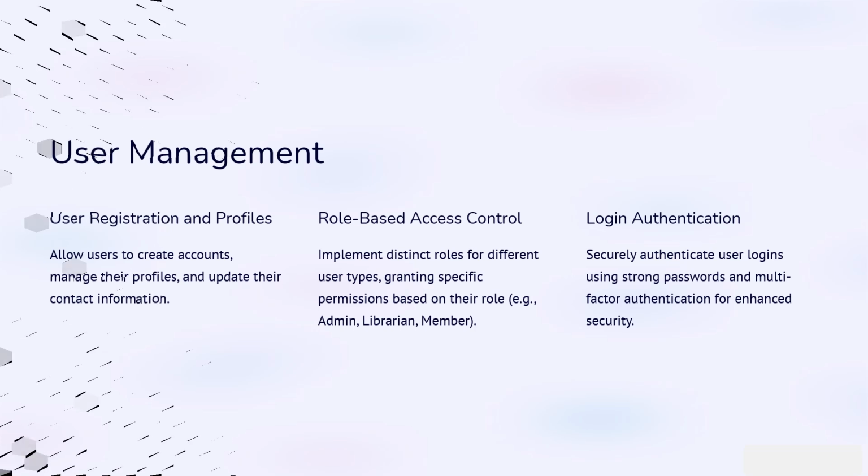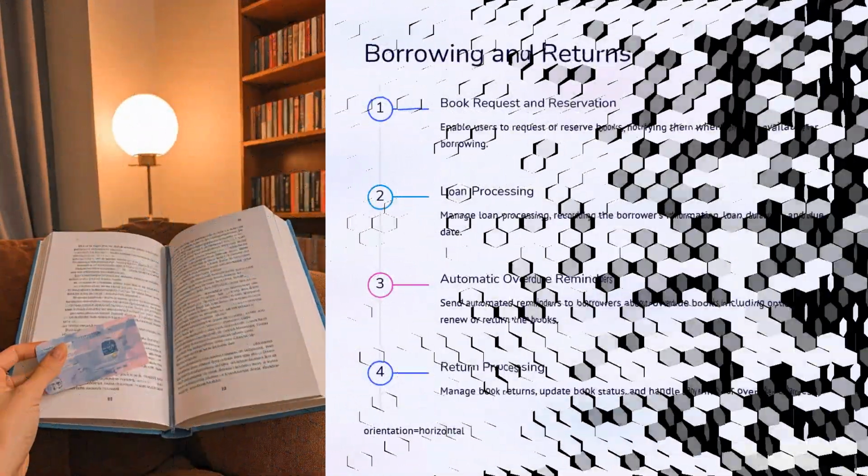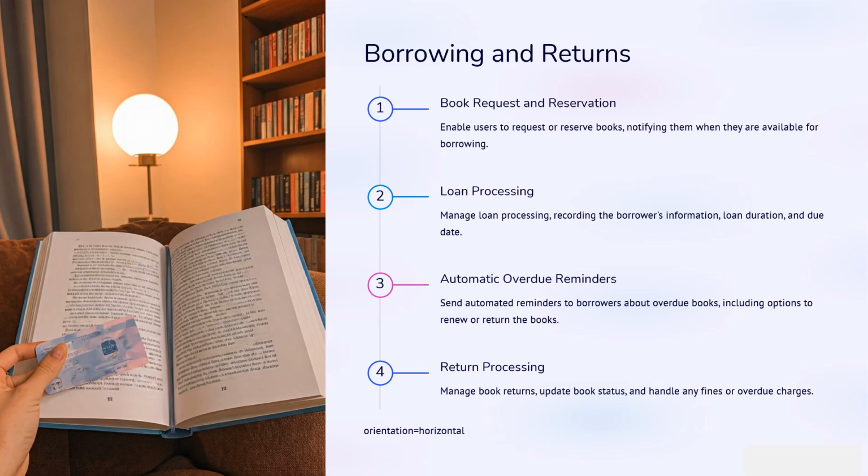We have borrowing and borrowing returns. We have book request and reservation: enable users to request or reserve books, notifying them when they are available for borrowing. We have loan processing: manage loan processing, recording the borrower's information, loan duration, and due date. We have automatic overdue reminders: send automatic reminders to borrowers about overdue books, including options to renew or return the books. Return processing: manage book returns, update book status, and handle any fines or overdue charges.